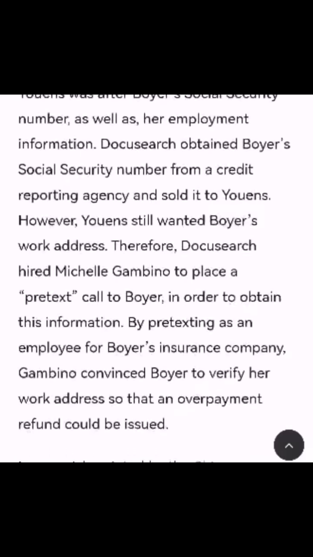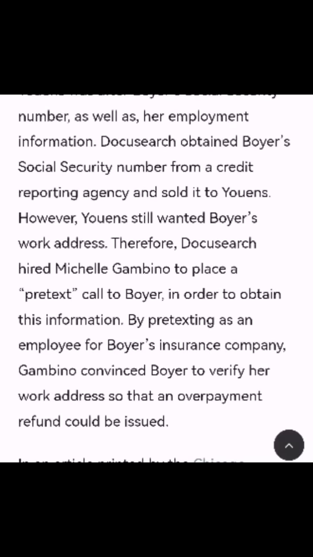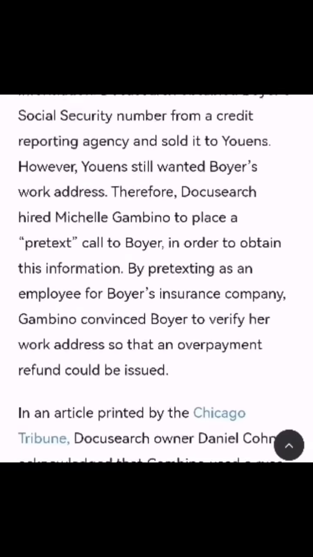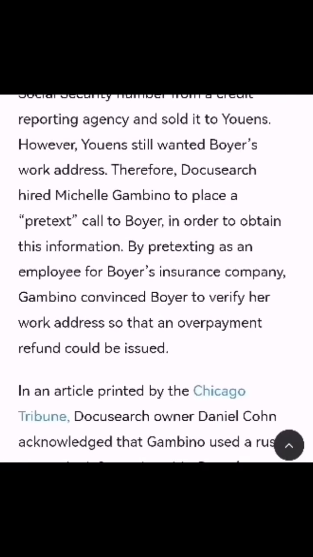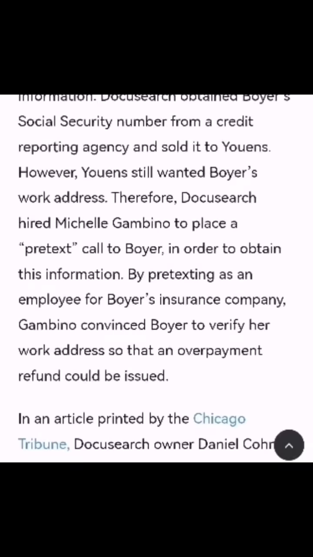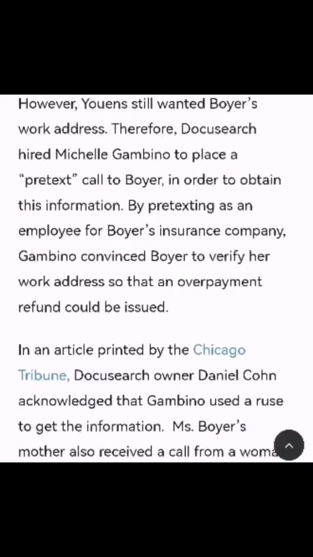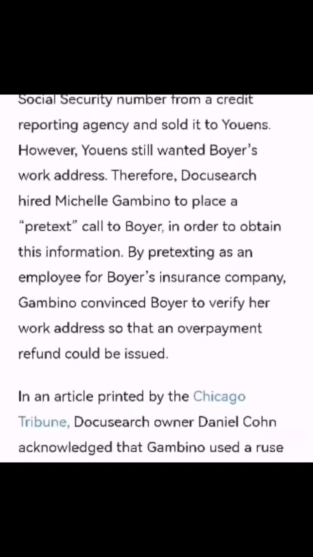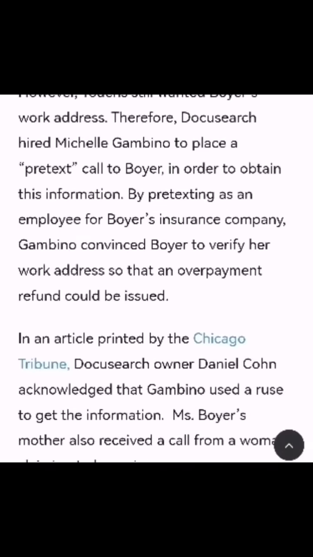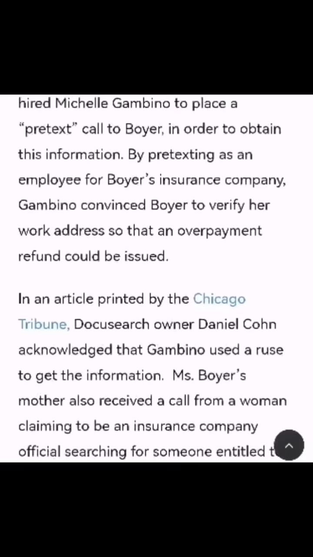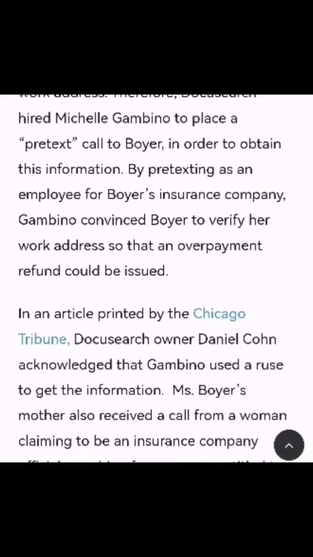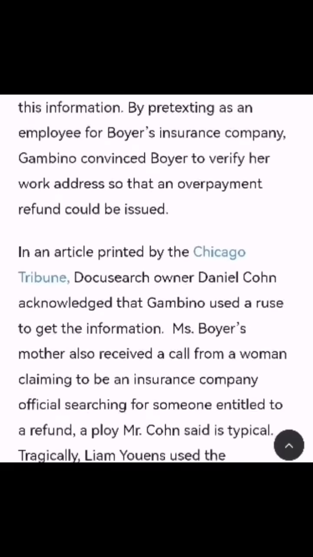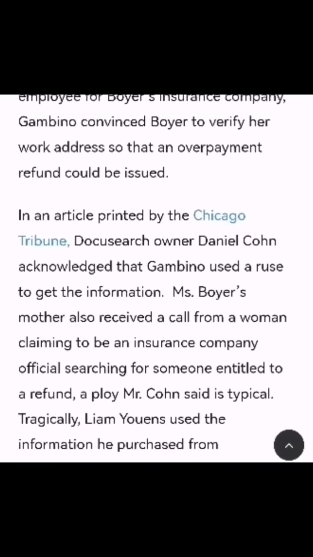This time, Youens was after Boyer's social security number as well as her employment information. Docusearch obtained Boyer's social security number from a credit reporting agency and sold it to Youens. However, Youens still wanted Boyer's work address. Therefore, Docusearch hired Michele Gambino to place a pretext call to Boyer in order to obtain this information.